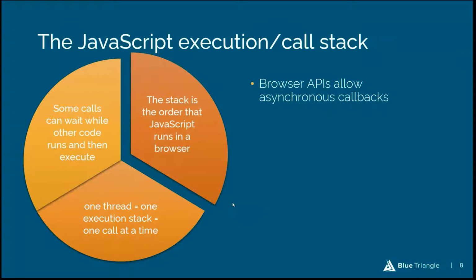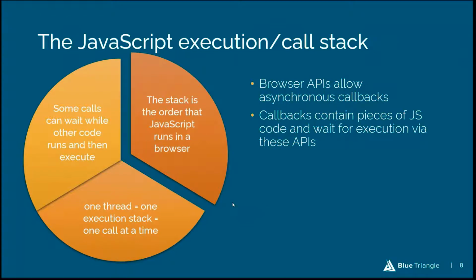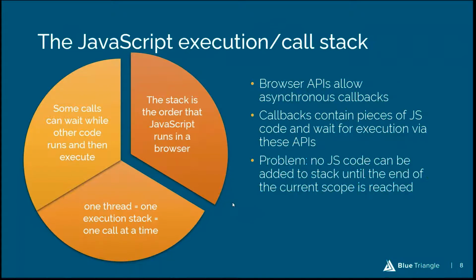And the reason that can happen is that browser APIs allow asynchronous callbacks. These callbacks contain pieces of JavaScript code that wait for execution via the browser APIs. But the problem is that no JavaScript code can be added to the call stack from, for instance, the callback queue, until the end of the current scope is reached. What that means is that the call stack has to be empty before more code outside of the scope can be added. That includes JavaScript that is in the callback queue.